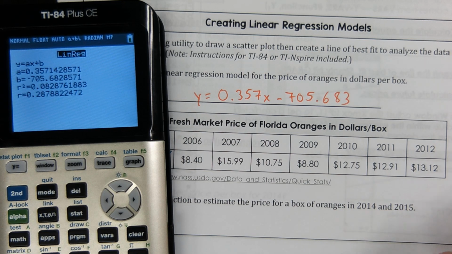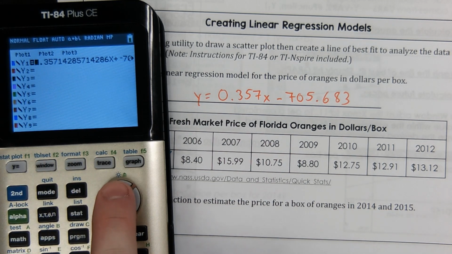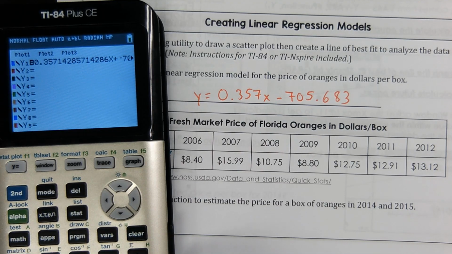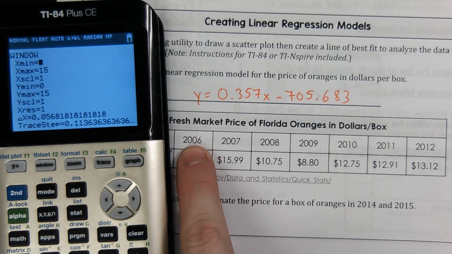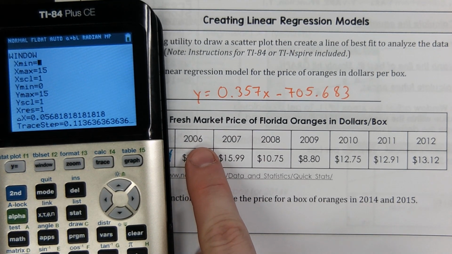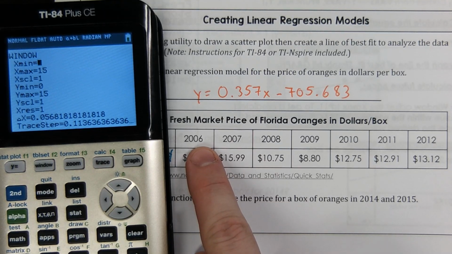Please don't hit graph. We need to go to our window. Actually, let's go to y equals and turn our scatter plot on. Plot's on. So just go up there, highlight it, hit enter. Watch out for sticky enter keys. Then hit window. Because look at these x values. You see these things? They start at 2006.